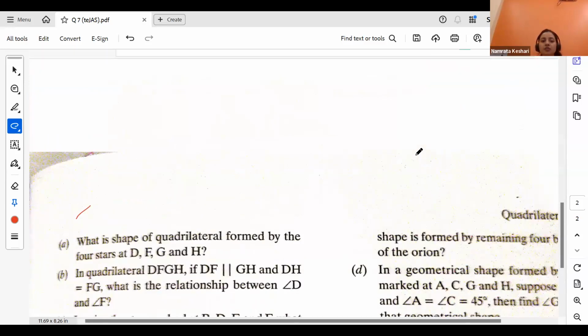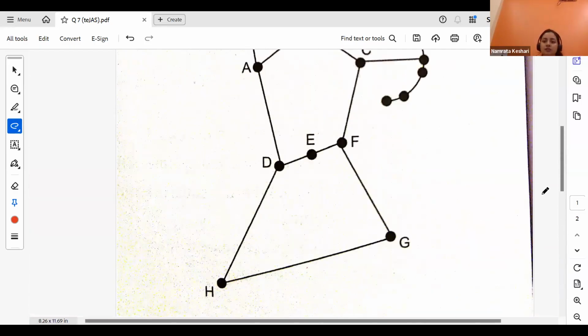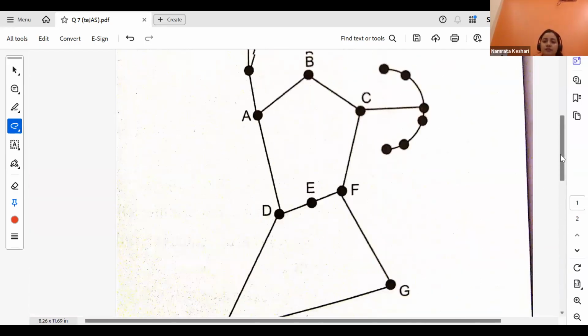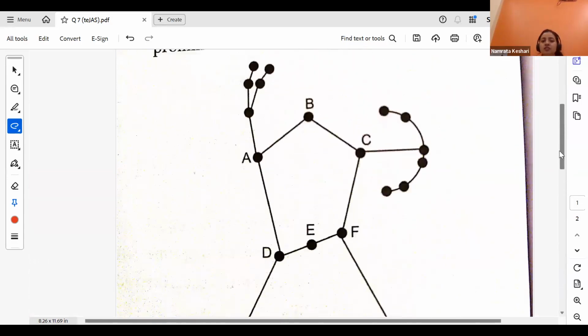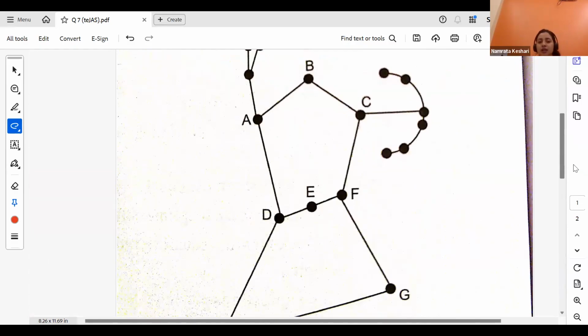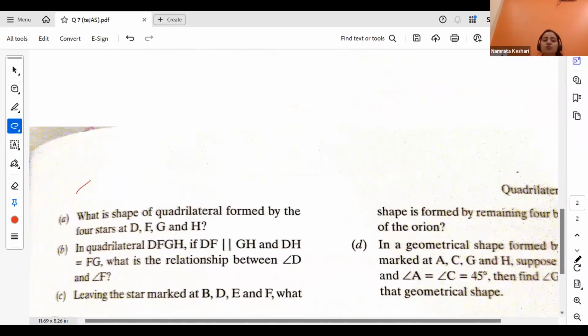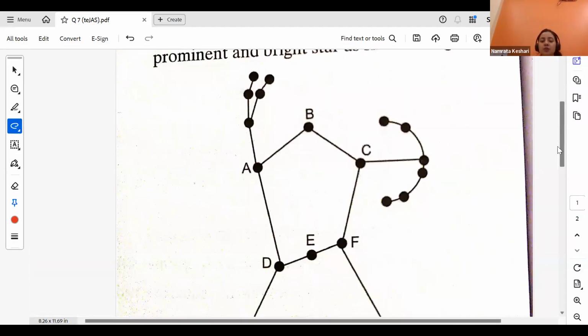We are having a figure over this figure. Okay. Stars, constellation it is making and all. Just a figure we are having. Okay, and we have to answer the following question. So what is the shape of quadrilateral formed by DFGH? Let's see DFGH, what shape it is creating.